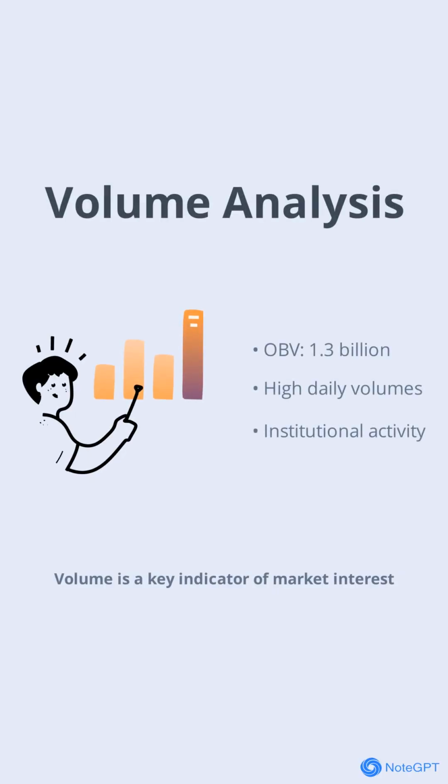Volume is a key indicator of market interest. ONDS has seen daily volumes ranging from 30 million to over 180 million shares. The on-balance volume (OBV) stands at over 1.3 billion, reflecting strong accumulation. High volume days often coincide with major price moves, suggesting that institutional investors may be active. Monitoring volume trends can help confirm the validity of price movement.